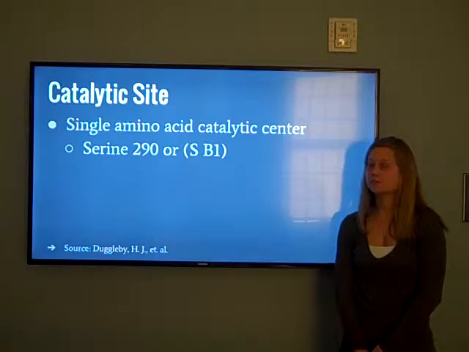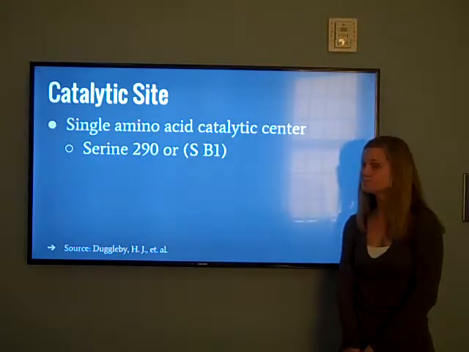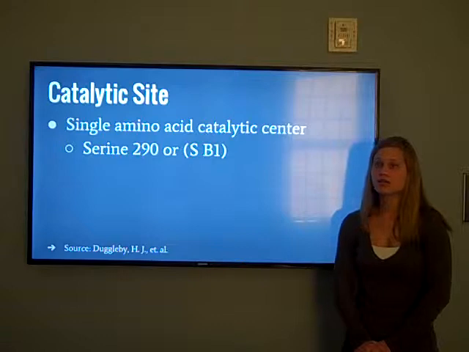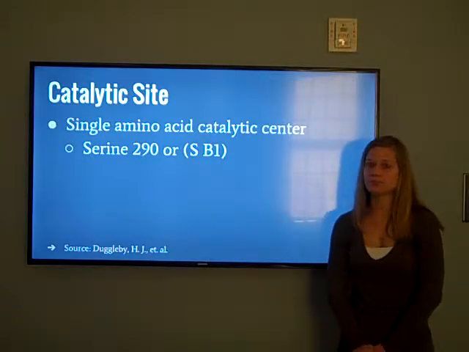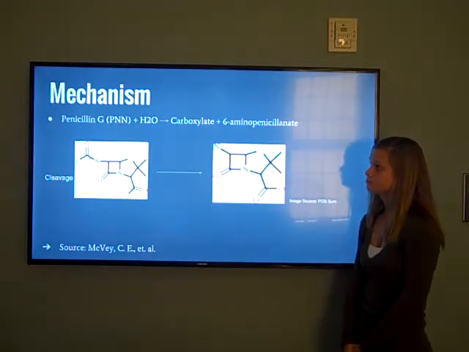The catalytic site of PGA is a single amino acid catalytic center, which is located in the mouth of the hydrophobic binding pocket. And this single amino acid is serine 290, and it is also known as serine B1 because it is the first amino acid residue in the B chain.